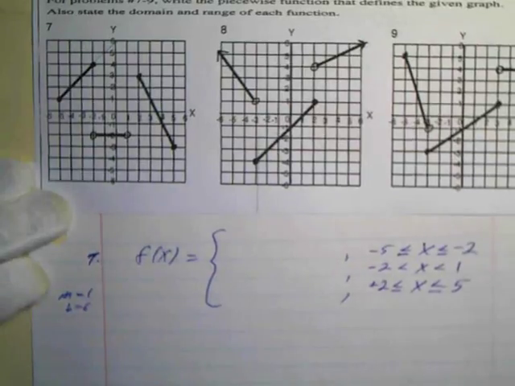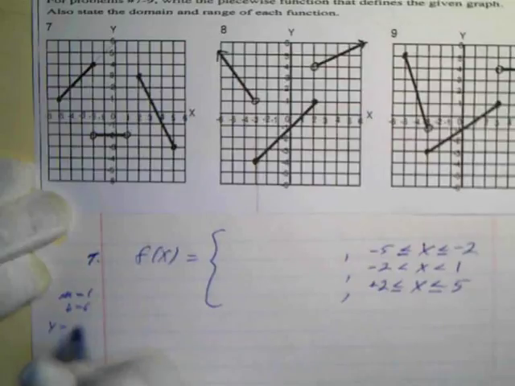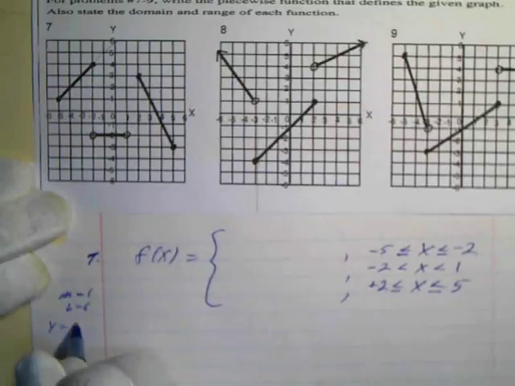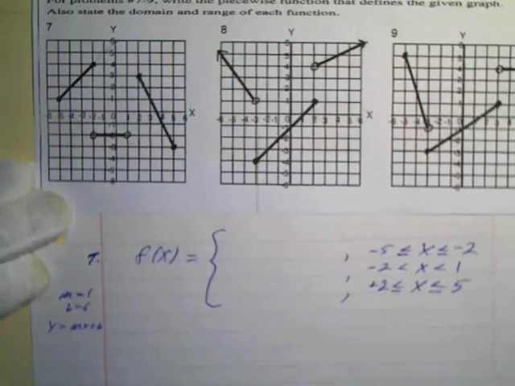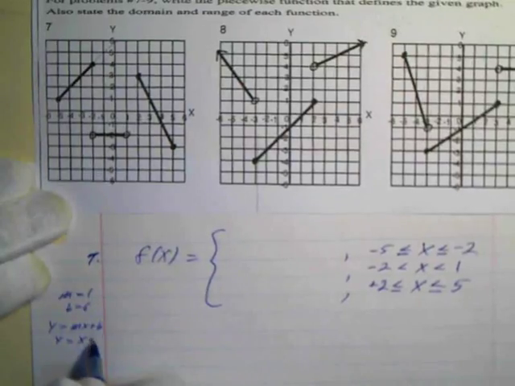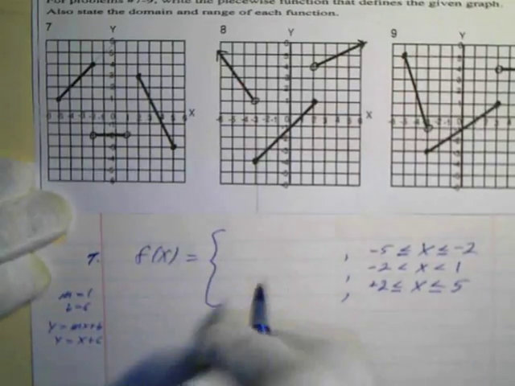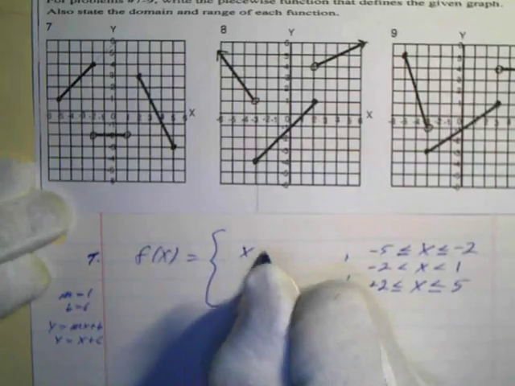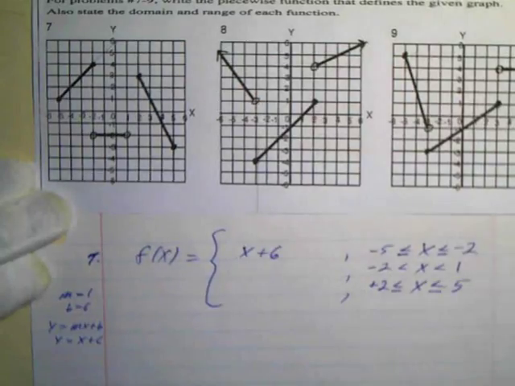So my equation will be just y equals mx plus b. Remember, mx plus b. So that will just equal 1x plus 6. So y equals x plus 6. So this is like y, so I just write the x plus 6 over here. So there's your first little section there with its domain.